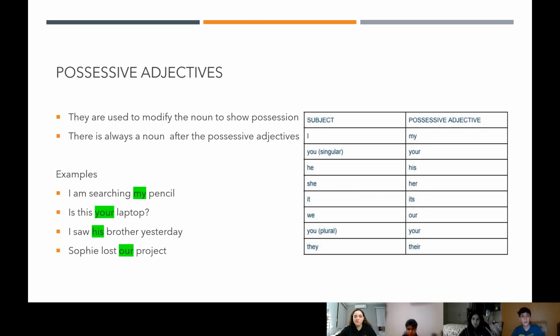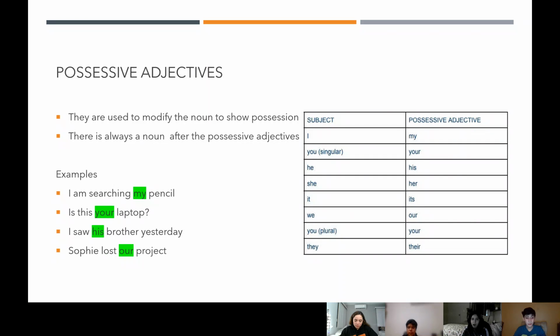The first topic that we're going to talk about is the possessive adjectives. They are used to modify the noun to show possession. There is always a noun after the possessive adjective. Some examples are: I am searching my pencil. My will be the possessive adjective. Is this your laptop? Your is the possessive adjective in this sentence.